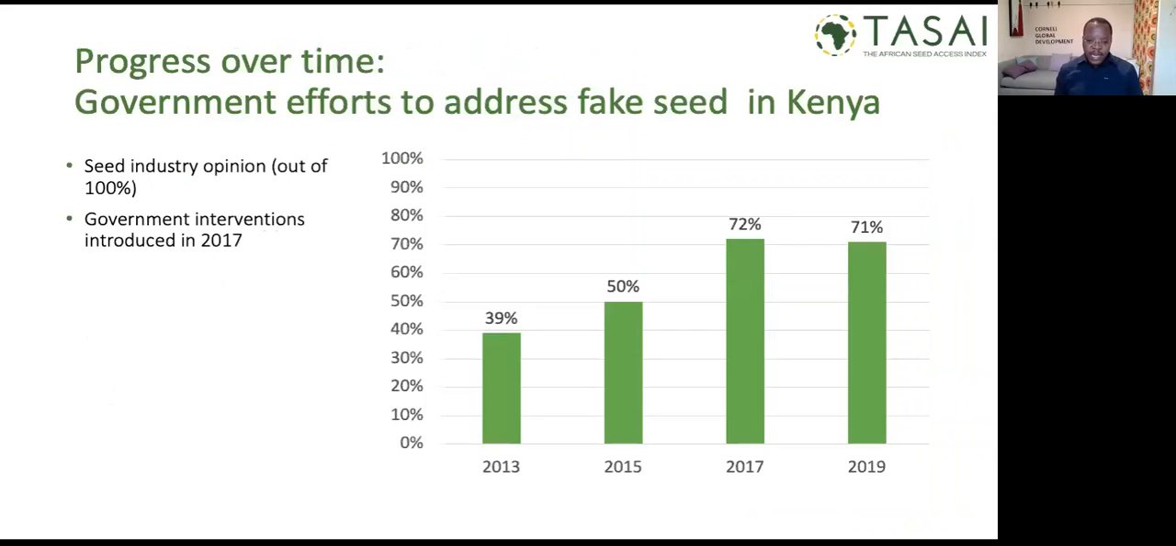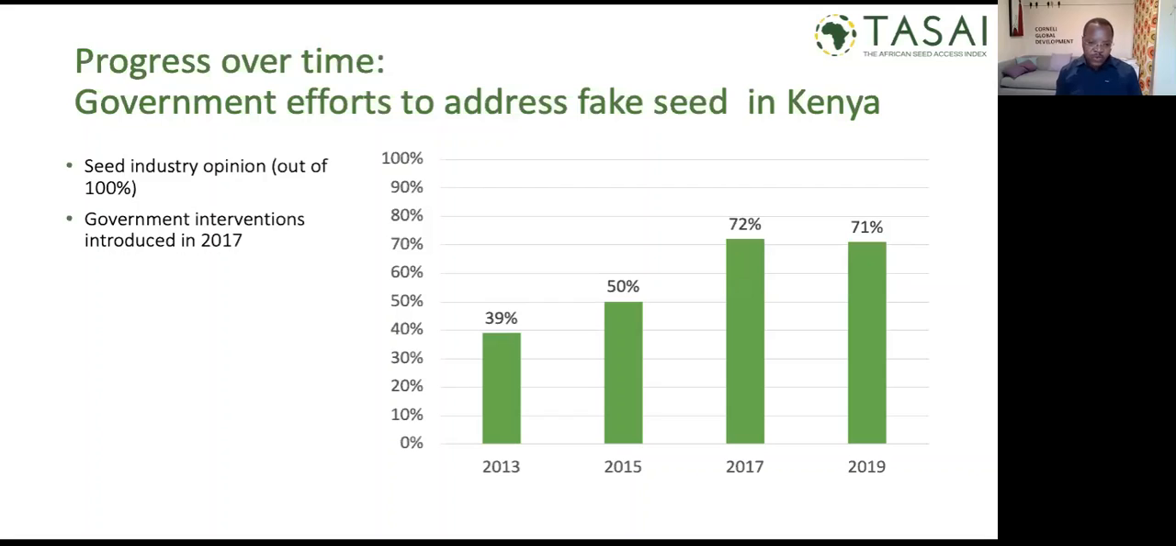One of the things that TASAI is starting to do now, because we've done these rounds of studies over multiple years, is that we're trying to track progress, not just across countries, but across time. Here's an example of the progress that governments are making to address fake seed as measured by industry opinion. It starts off in 2013 with only 39% of the seed companies thinking that government was doing enough.